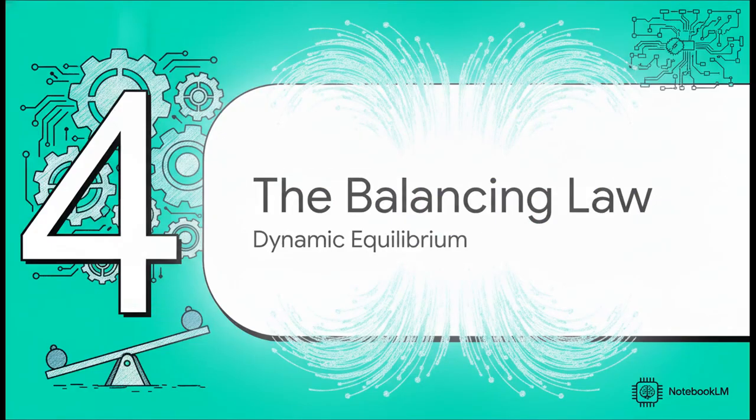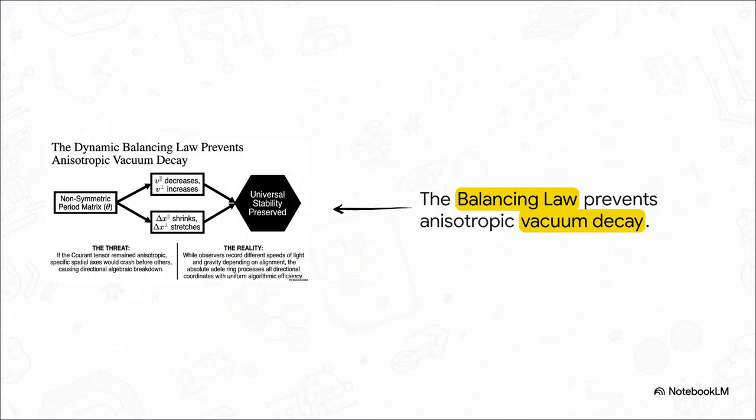All right, part 4, the balancing law. Let's actually pause the derivations for just a second to internalize the physical meaning of that perfect mathematical cancellation we just calculated. We call this the dynamic balancing law. See, while the non-symmetric period matrix is warping both the physical velocity of light and the actual size of the spatial pixels, it's doing so in exact structural lockstep.